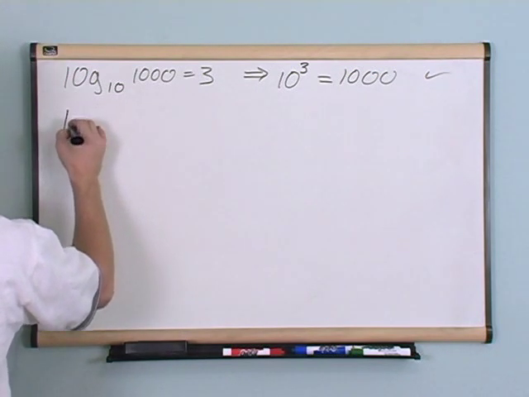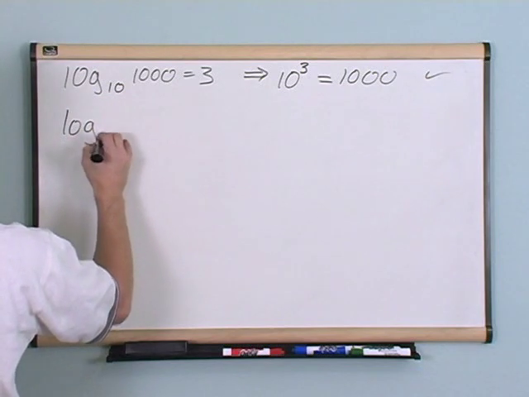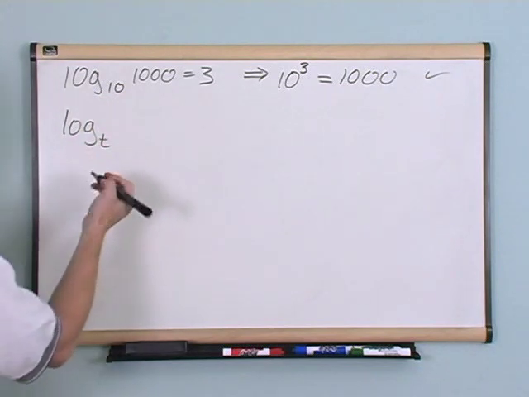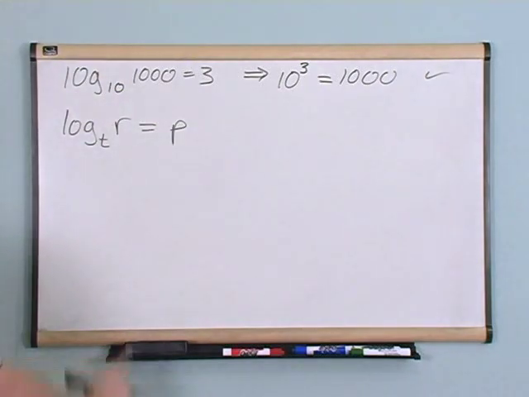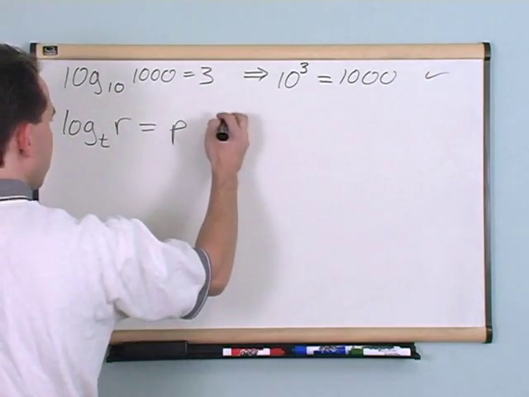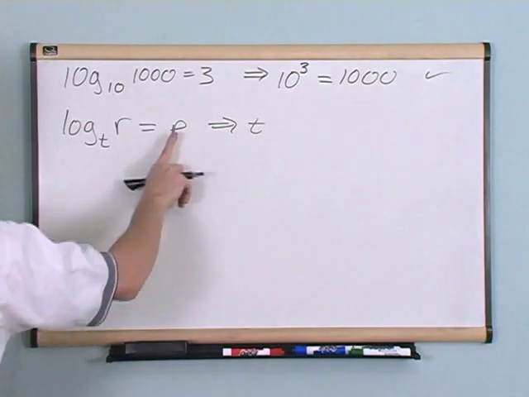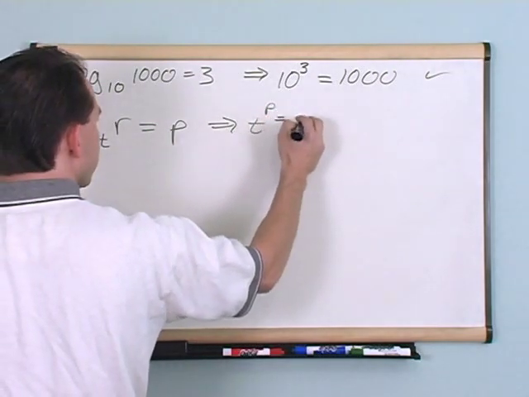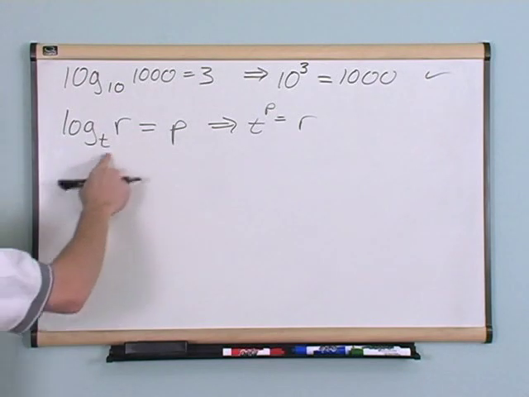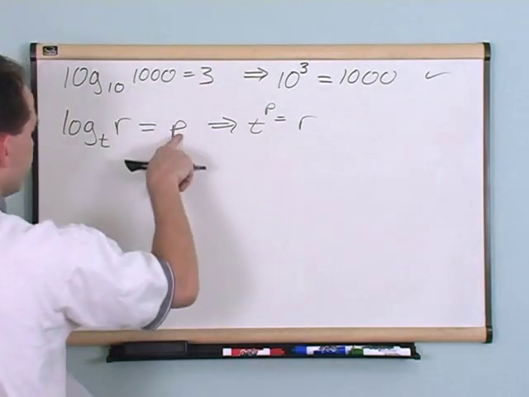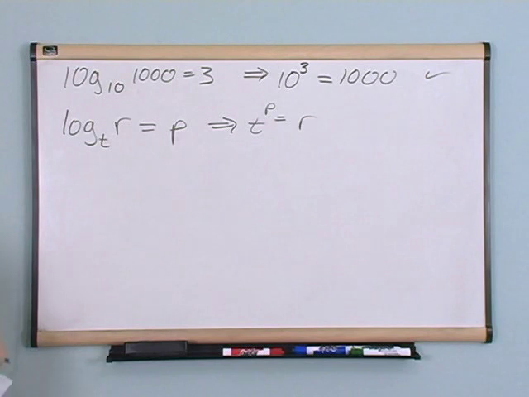And if you have something more abstract, you could say log to the base t, which is just some number, of the number r equals p. Again, start at the base. t to the p power equals r, which is this. So you start at the base, raise it to whatever it's equal to, equals that. That's how you solve logarithms. Not very intuitive, I must admit, but that's just the truth.